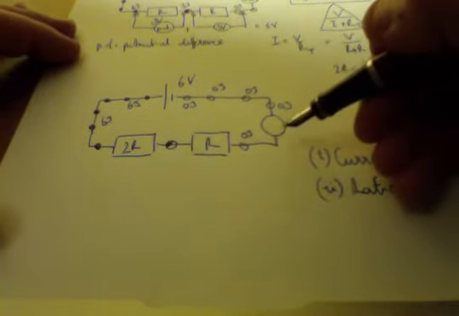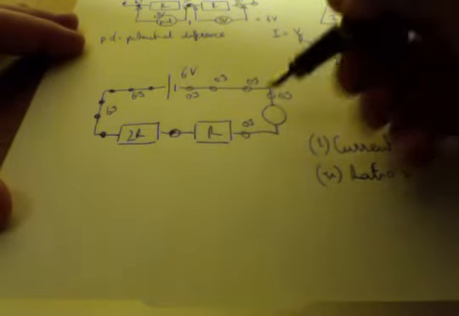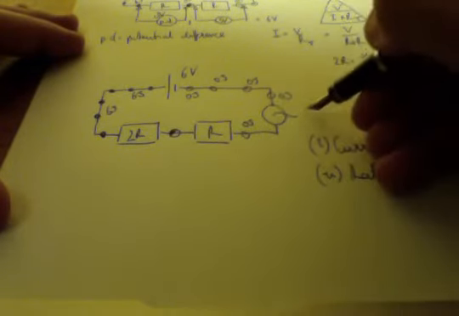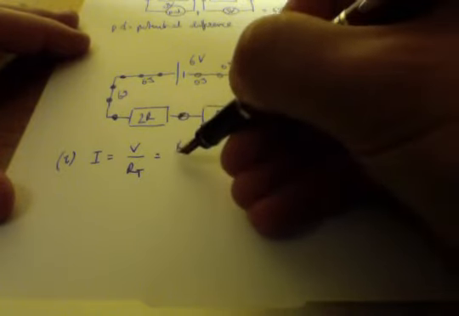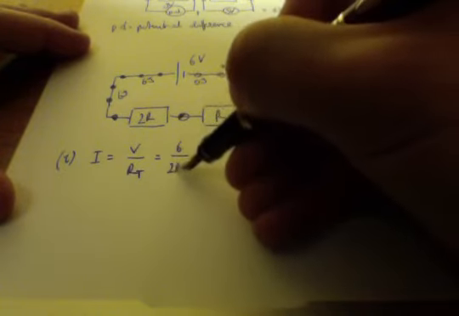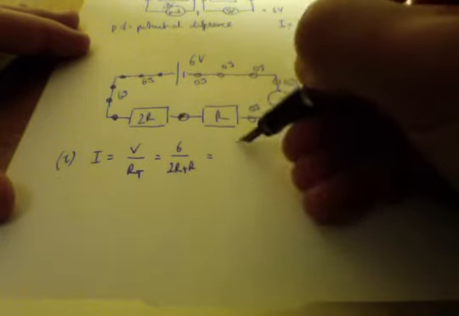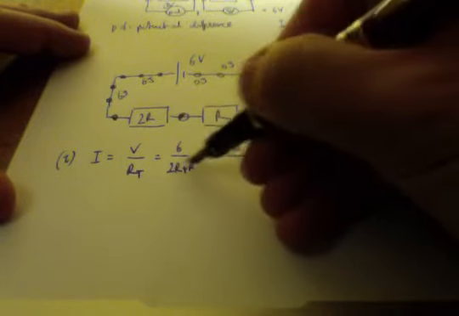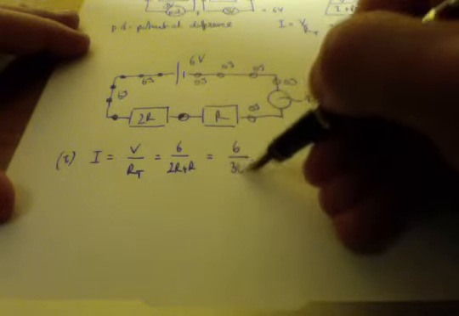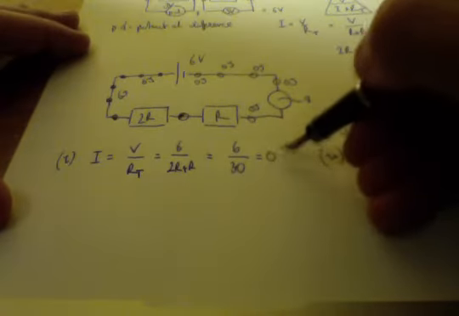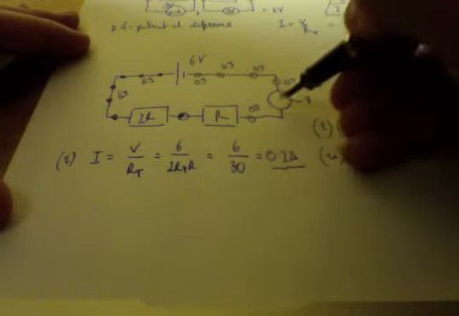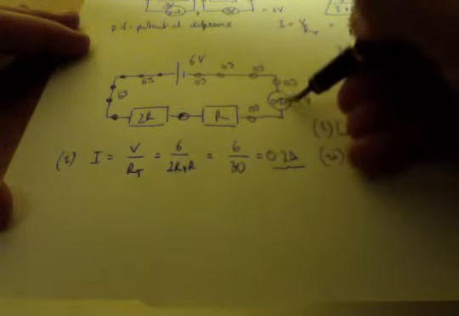Okay, so first of all, let's work out what current we have floating around this circuit. Current is voltage divided by the total resistance. In this case, we have 6 volts divided by 2 lots of one resistance plus the other resistance, which gives us 6 divided by, bearing in mind this is 10 ohms, 30 ohms. And that gives us 0.2 amps.